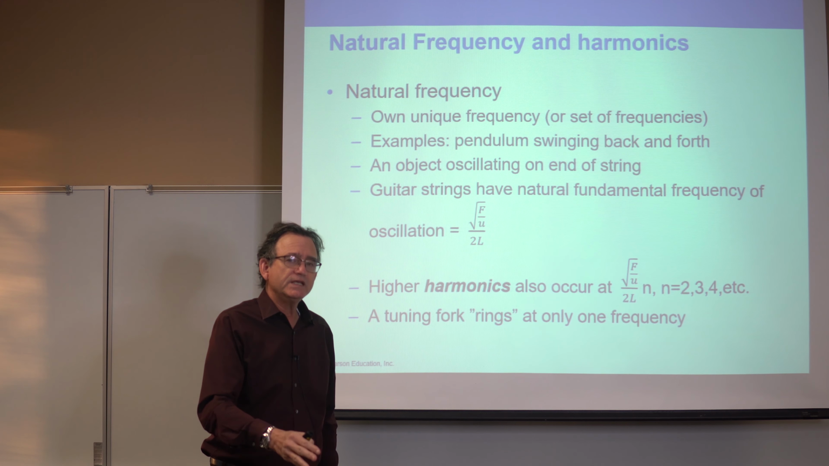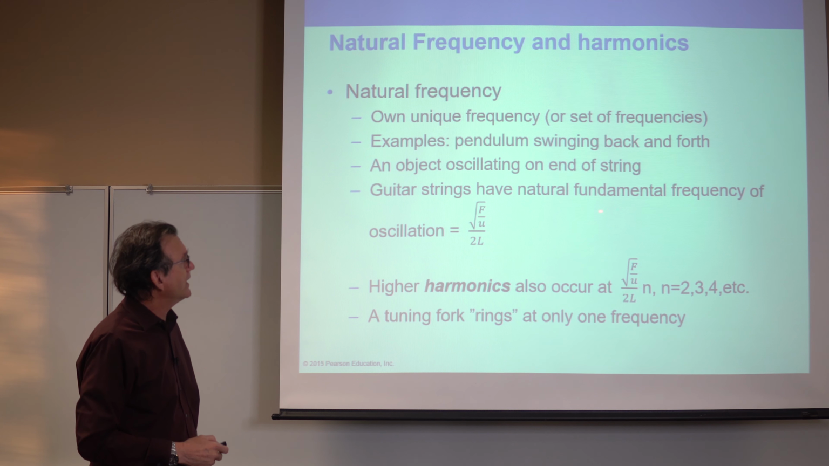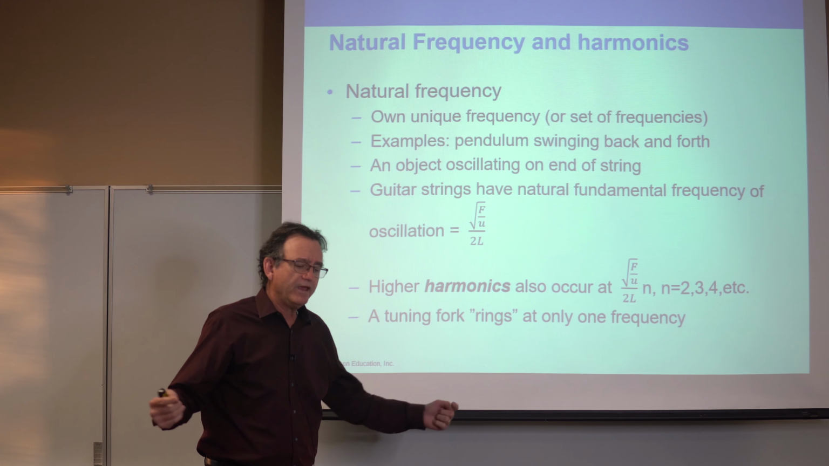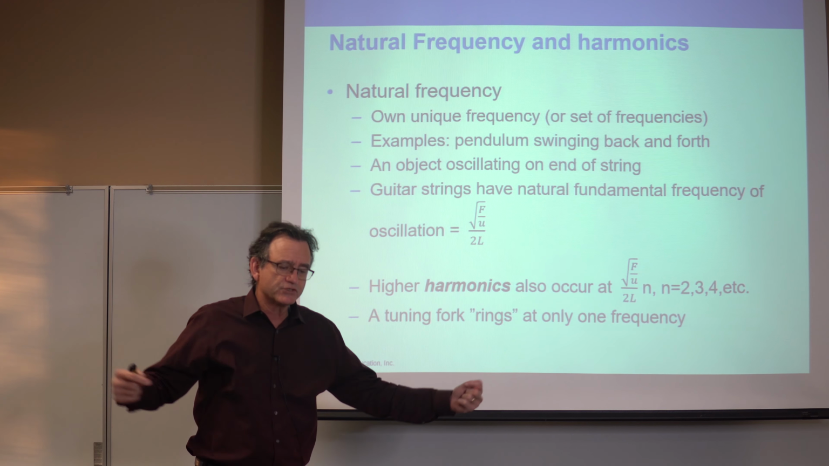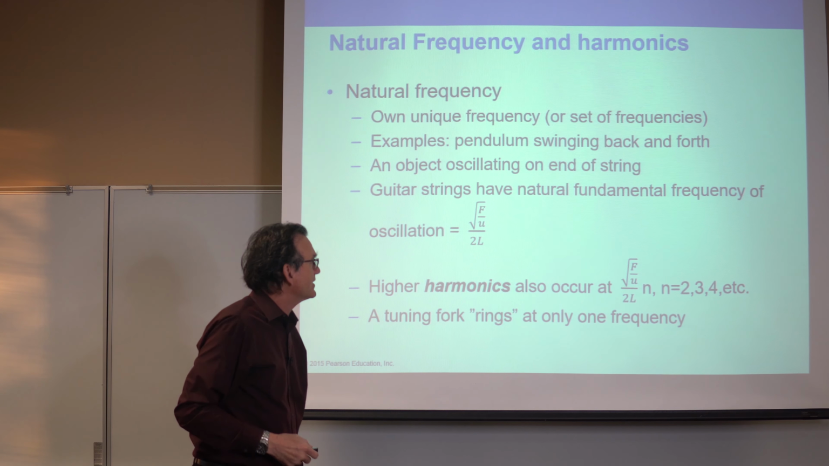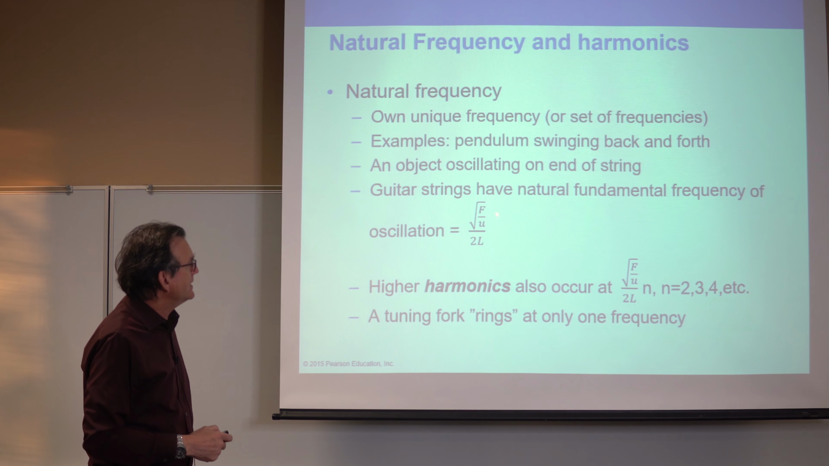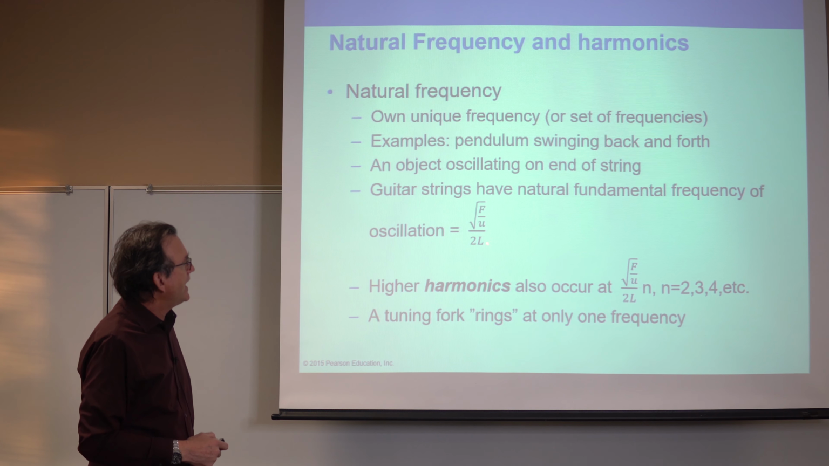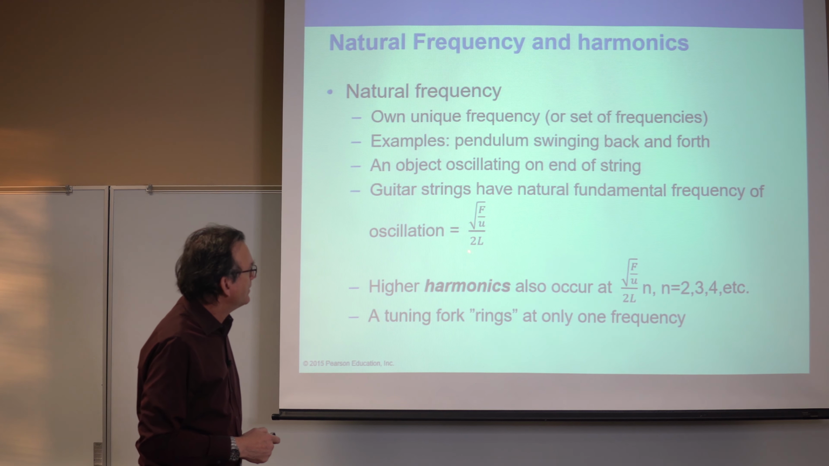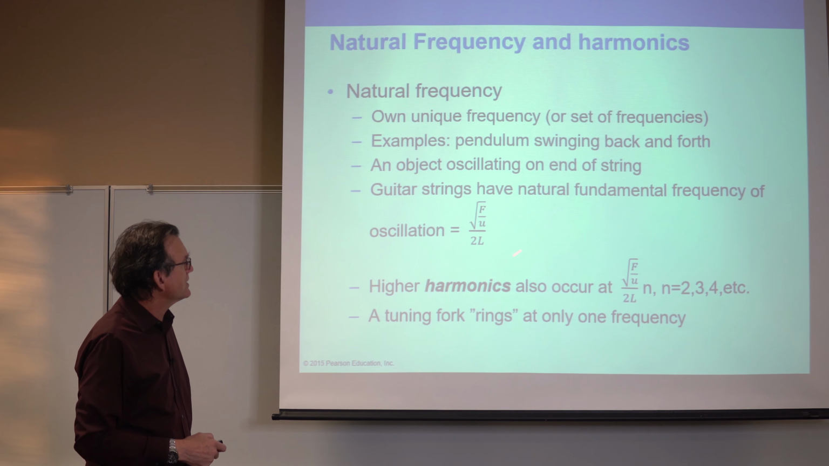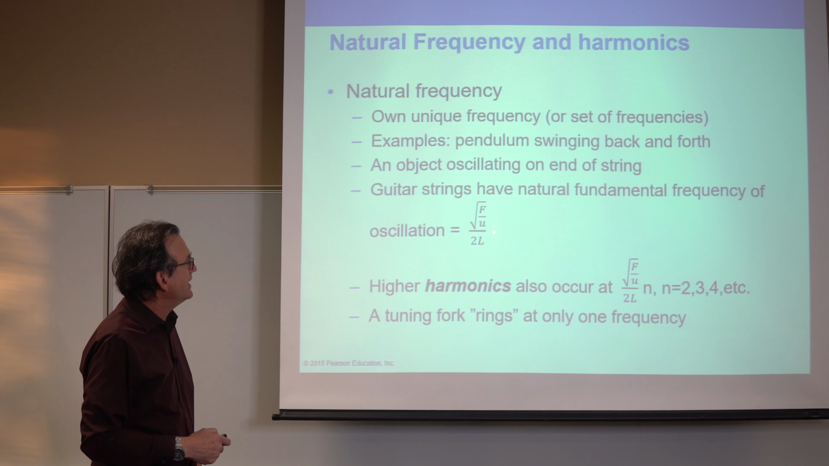So if the frequency times the wavelength is a constant, that means that as the frequency increases, the wavelength goes down, and vice versa. Guitar strings have what we call a fundamental frequency of oscillation, which is also a natural frequency, given by the speed of those waves traveling back and forth along the string. These are the ones that produce the standing waves. That is the velocity of the wave on the string, and the wavelength is equal to 2L. So the natural fundamental frequency of oscillation is given by, and F, by the way, is the tension in the string, and U denotes the mass density of the string that's being plucked.